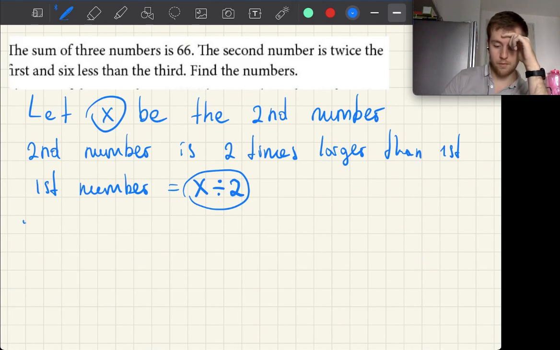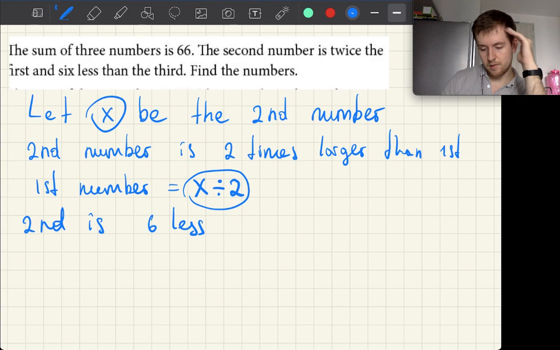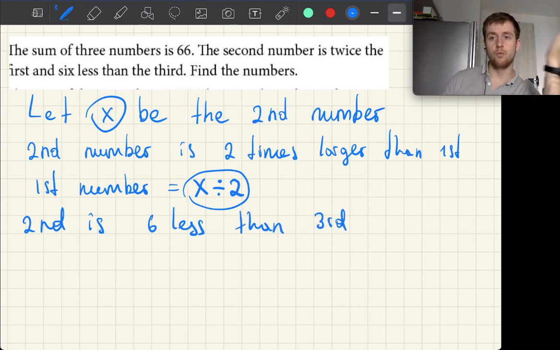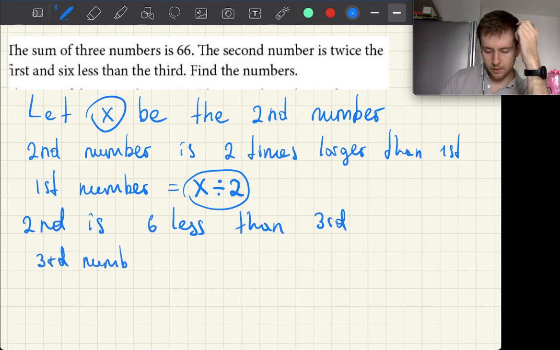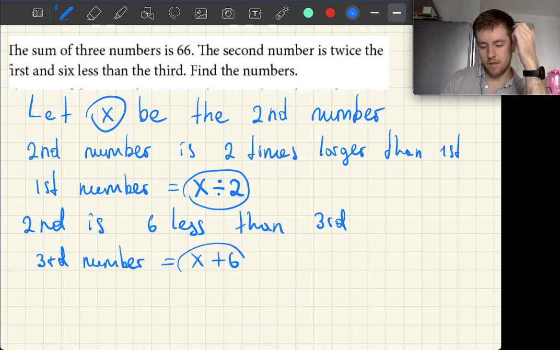We know the second number is 6 less than the third number. So what does it mean? It's 6 less than the third. So it means if we add 6 to the second number, we will get the third number. All right, because it's 6 less. So when we add 6 to the second number, we get the third number.